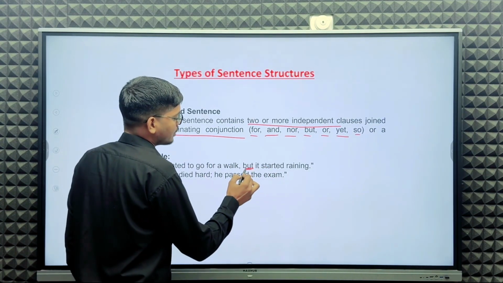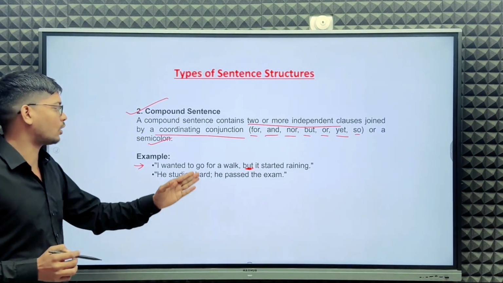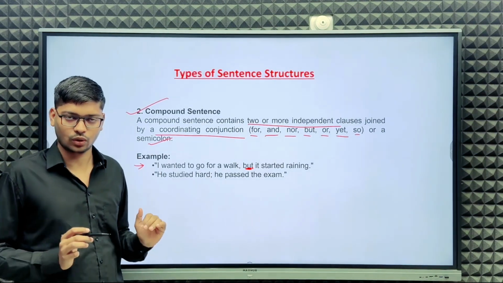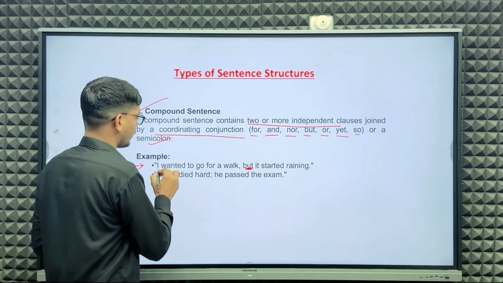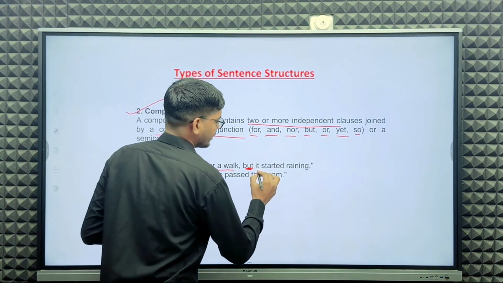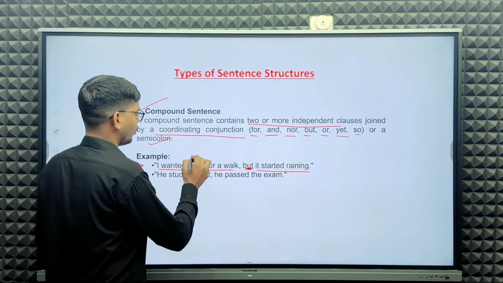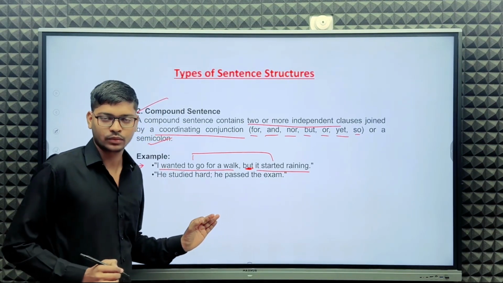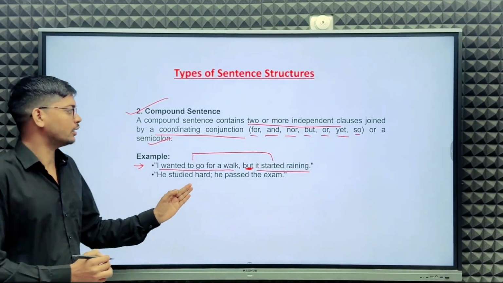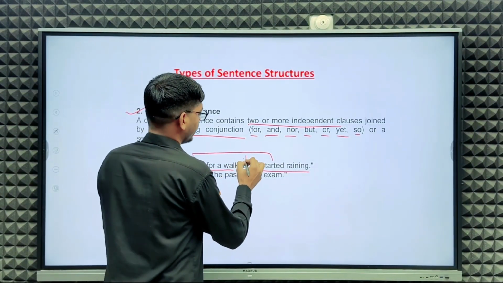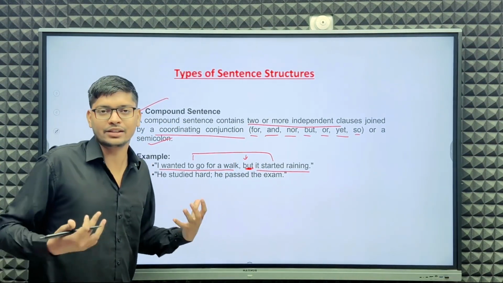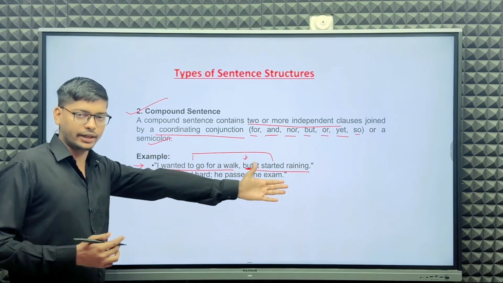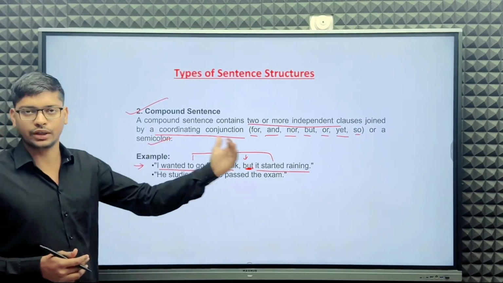So what is the coordinating conjunction here? One sentence is "I wanted to go for a walk" and the next is "it started raining." Both are independent sentences, and they are connected with a coordinating conjunction. So we can say this is a compound sentence.